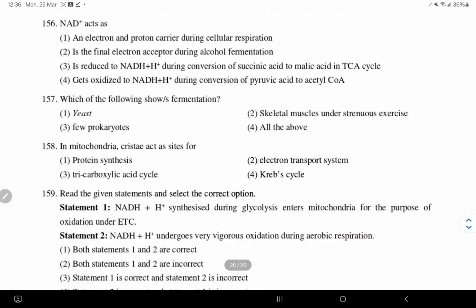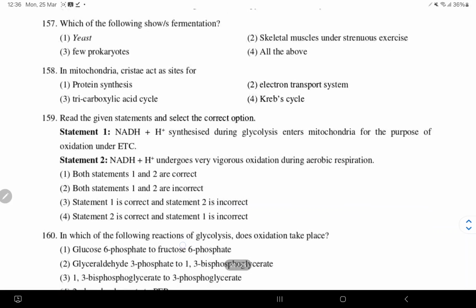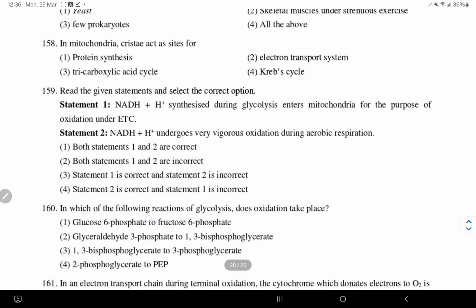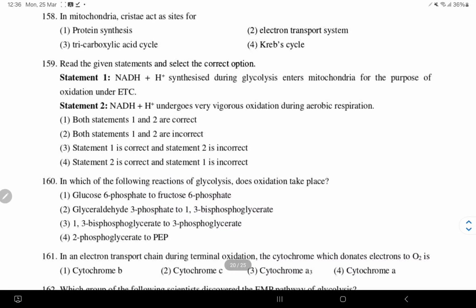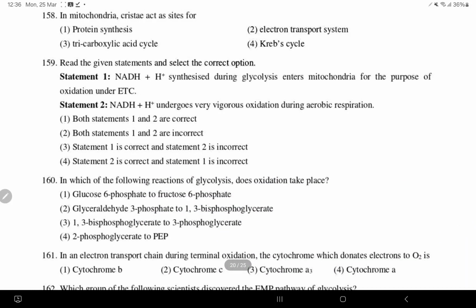NAD plus acts as electron and proton carrier during cellular respiration. Option 1 is correct. Which one of the following shows fermentation? All the above show fermentation. In mitochondria, the cristae is the site of ETS, electron transport system.